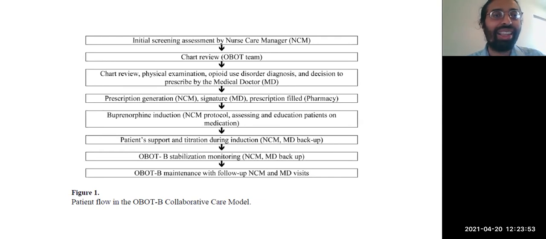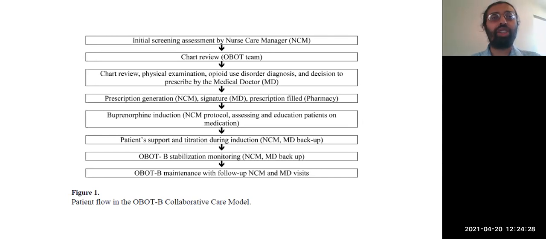And in this, you can see that even the prescription would be generated by the nurse care manager, with the provider simply signing off on it. And of course, the pharmacy would fill the prescription, provide education, ensure naloxone access, right? The induction was done by protocol. And this Massachusetts care model, being several years old, utilized an in-office observed induction model. And that was all protocolized, led by the nurse care manager, supported by the medical assistant as well as the prescriber. And then there would be backup visits, right?